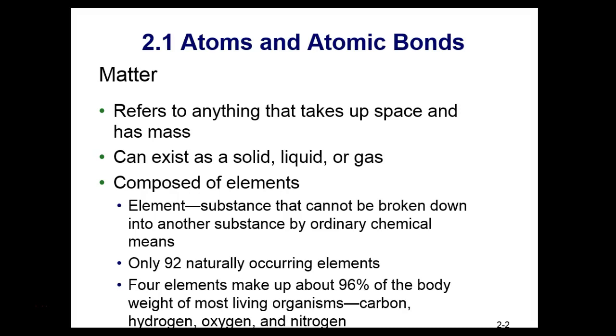An element, of course, has two or more atoms attached to it. If you look on page 23 of your textbook, figure 2.3, they're showing you the periodic table of elements, but of course all 92 of the elements are not there.